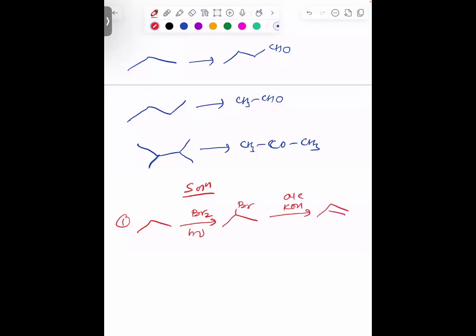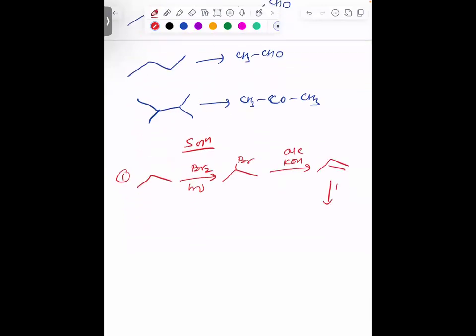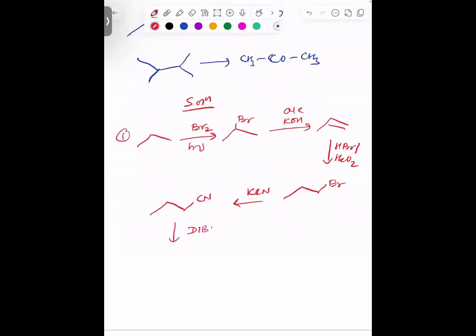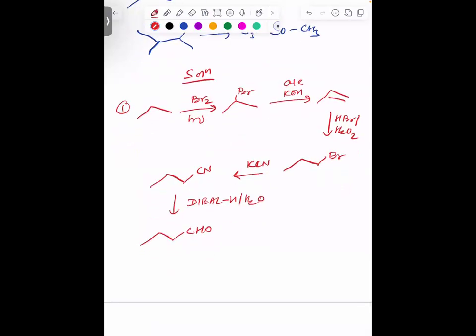Alcoholic KOH, then addition of hydrogen bromide in the presence of H2O2. It is a lengthy step, then CHO. First question clear? Note it down. Then we will go to the remaining questions.